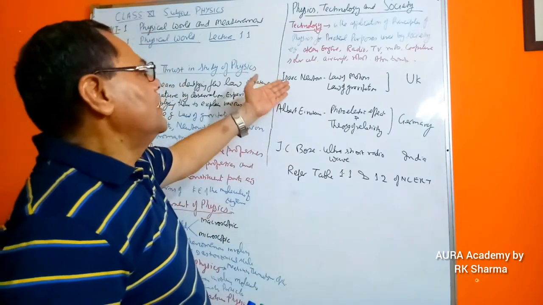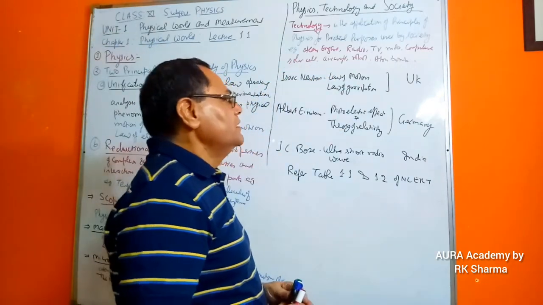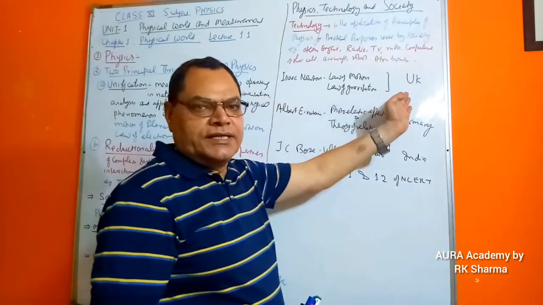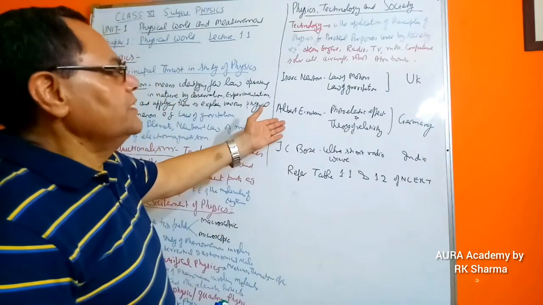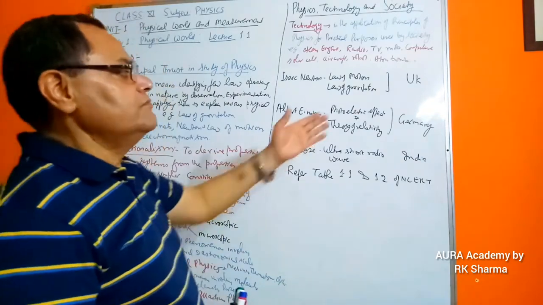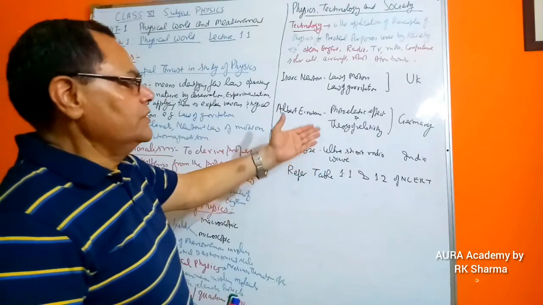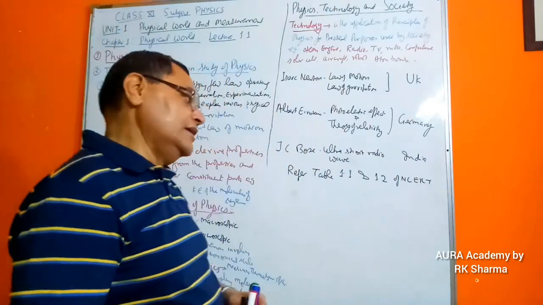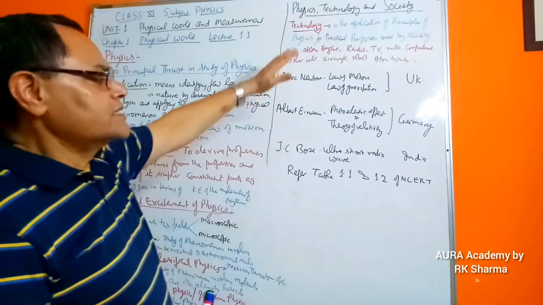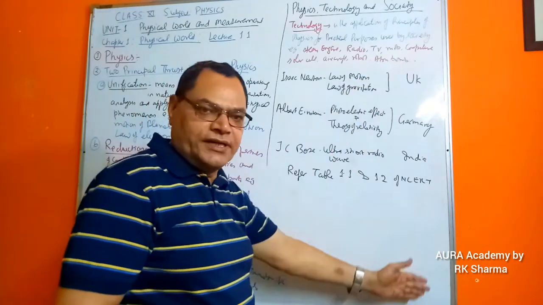Similarly, Isaac Newton is basically known for the discovery of the laws of motion and the law of gravitation. He is from the United Kingdom. Albert Einstein, the photoelectric effect and the theory of relativity, he is from Germany. Similarly, J.C. Bose created ultra short radio waves, he is from India. There are a number of scientists from different countries who discovered many important things useful for society.